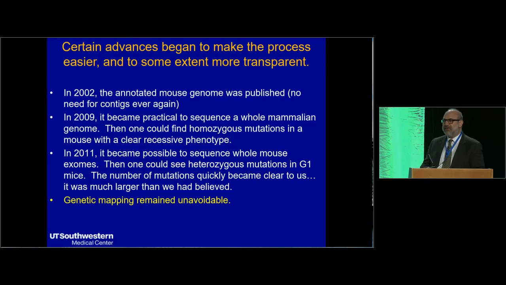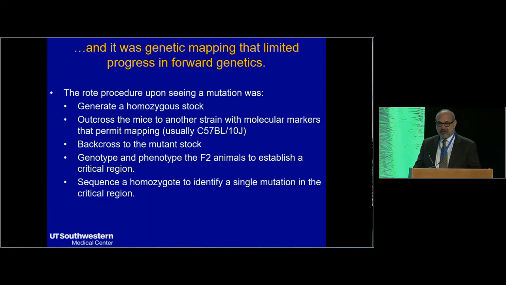This was a difficult process in the beginning, but it became easier, first with the annotated mouse genome sequence, which was published in 2002, then with methods for sequencing whole mammalian genomes and eventually even whole mammalian exomes. But genetic mapping remained a bottleneck in the whole procedure. The process to be followed once one saw a phenotype was to make a homozygous stock, then to outcross to another strain that had markers that could be followed, establish a critical region by backcrossing and phenotyping and genotyping F2 animals. And then finally, one could sequence the whole genome or whole exome to find where the mutation was.